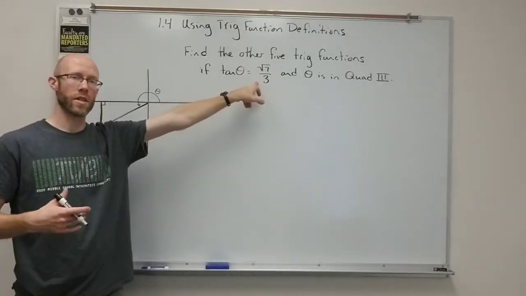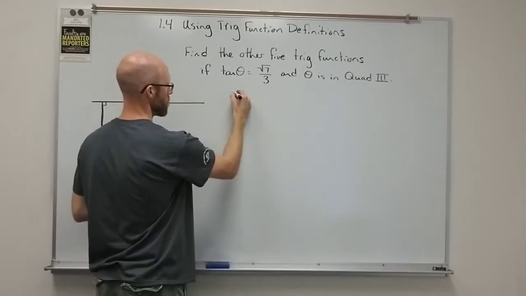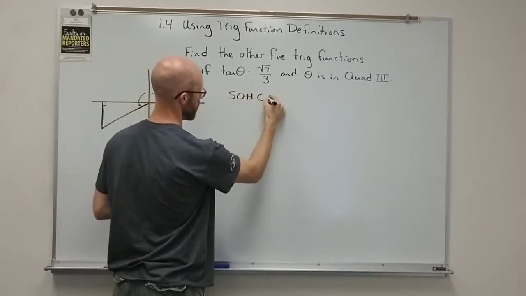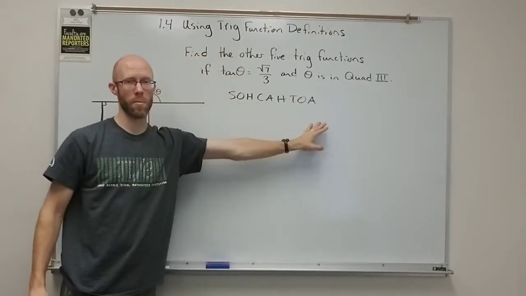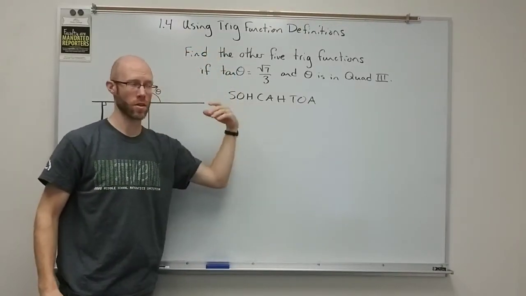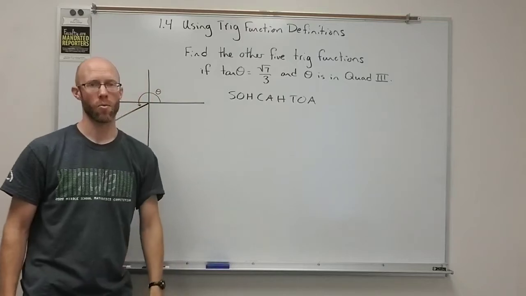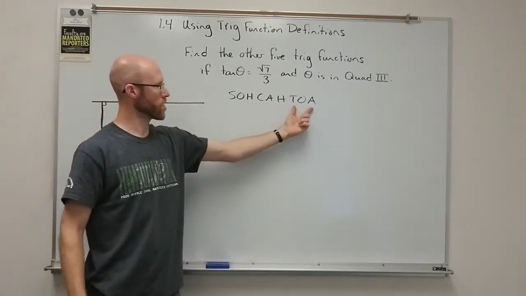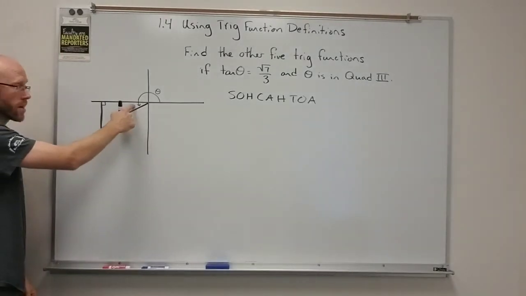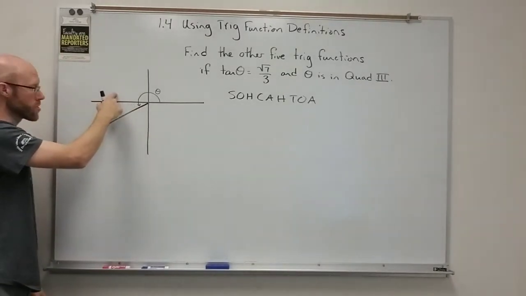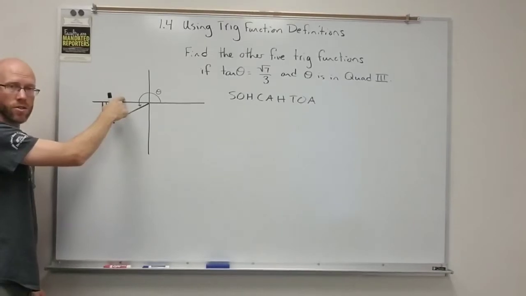I also know the definition of the tangent. Remember SOHCAHTOA. I'm going to refer to this a lot, but I'm not always going to write it out. So you're going to need to remember what that is when I say it. Tangent is opposite over adjacent, right? So the tangent of theta is the opposite side over the adjacent side, which is y over x.